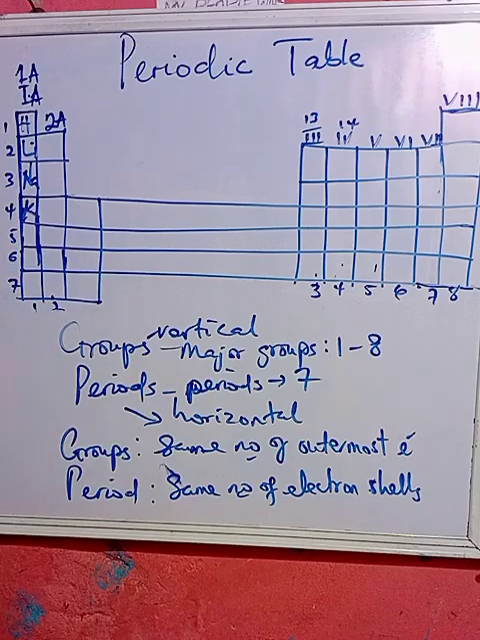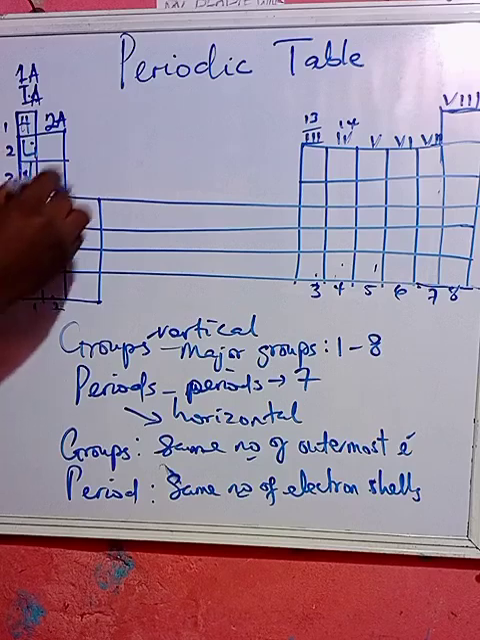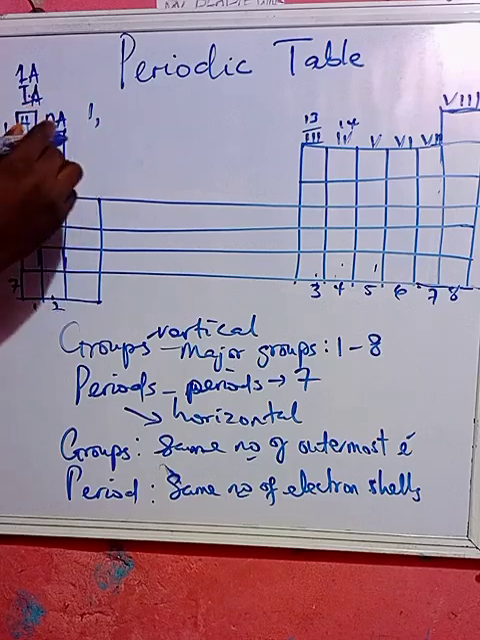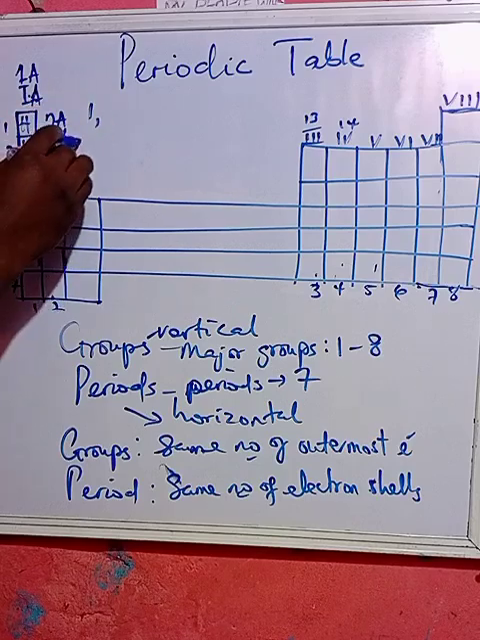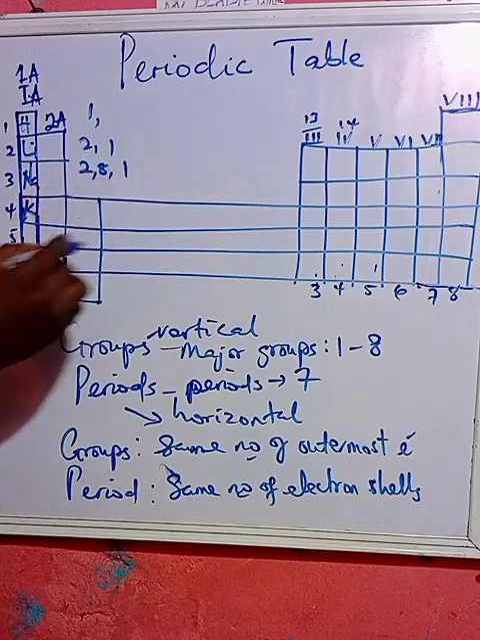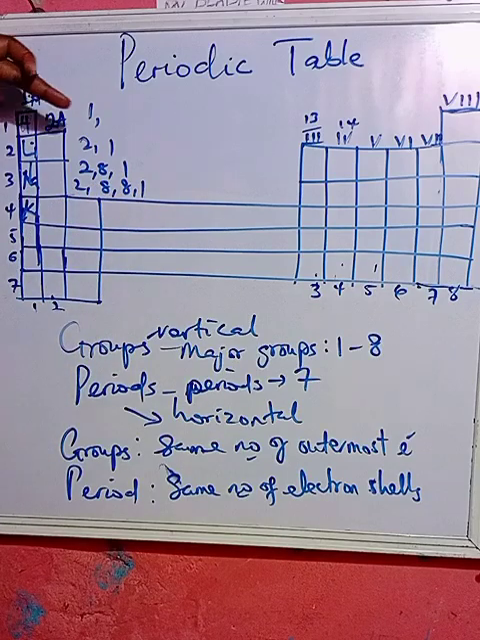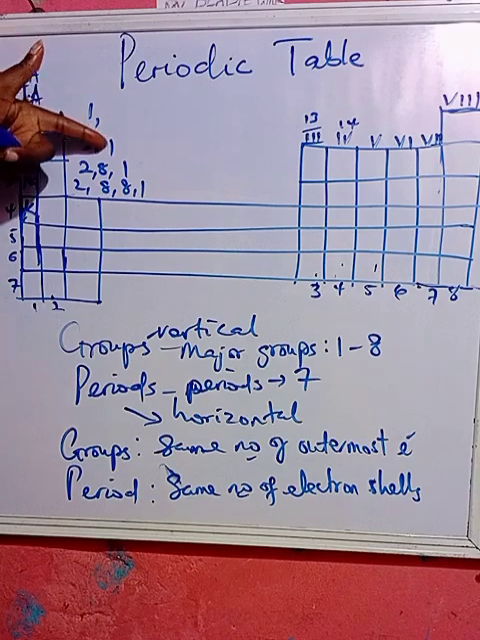Now, if we were to write down the configuration of these elements in group 1, hydrogen has 1. Lithium is 2,1, sodium is 2,8,1, potassium is 2,8,8,1. Can you see that they all have the same number of valence electrons? That's why they are in the same group. As we go down, group 1 all have the same one.